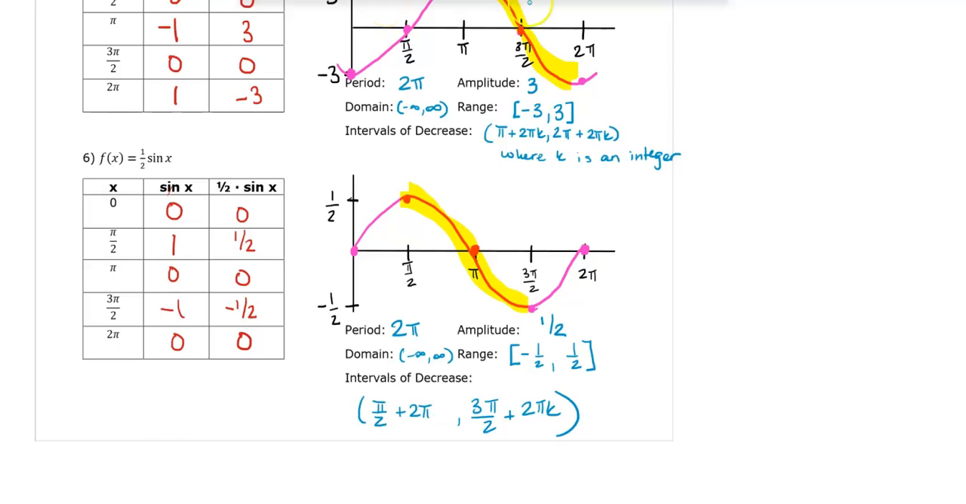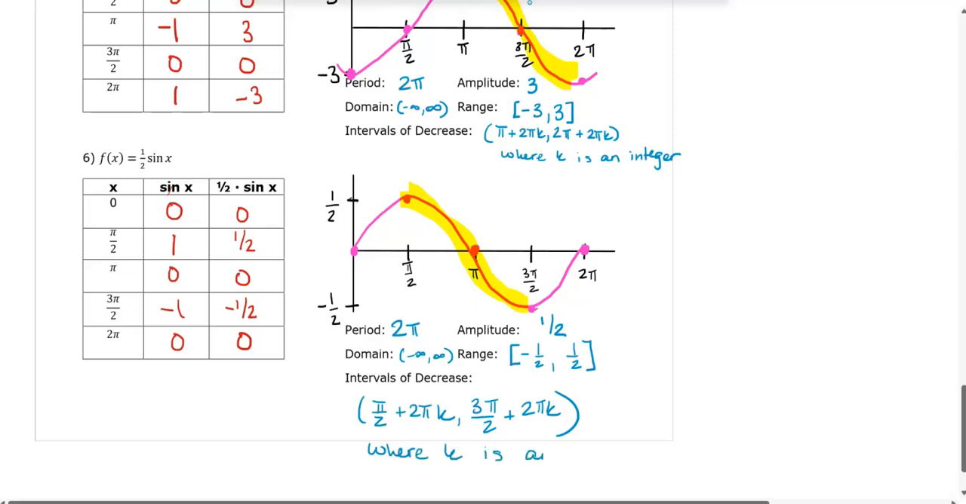Oh, I keep forgetting it. Where k is an integer. So I know I need to keep getting myself in the habit of writing them where k is an integer, so you guys are also going to need to get yourselves in the habit of doing that. So it's just a kind of annoying thing.